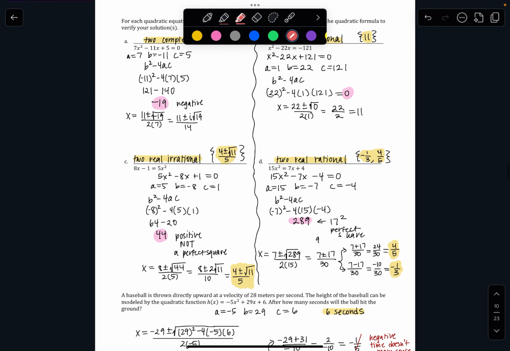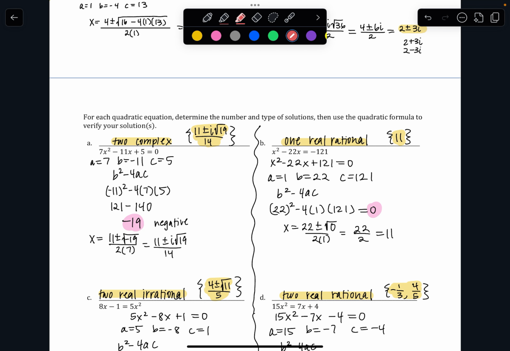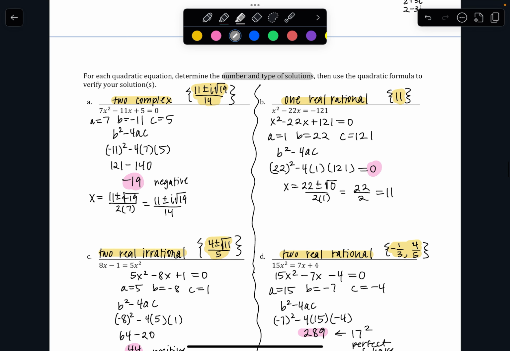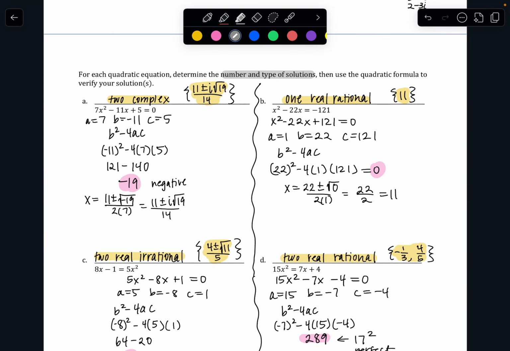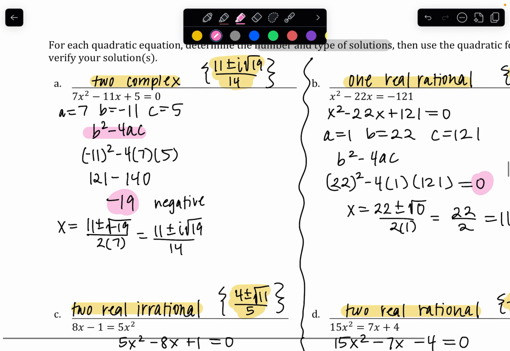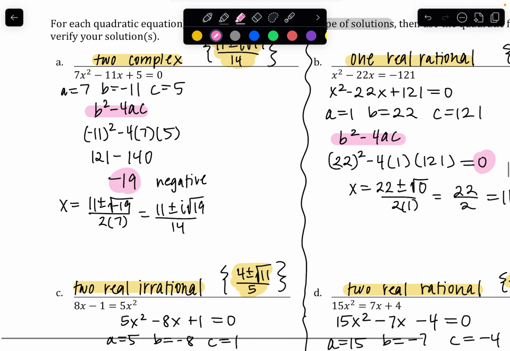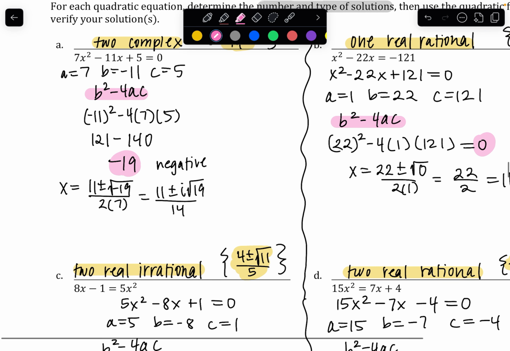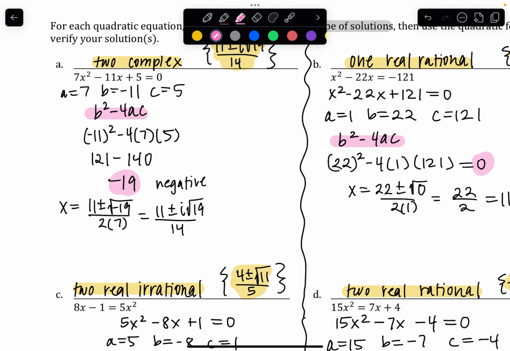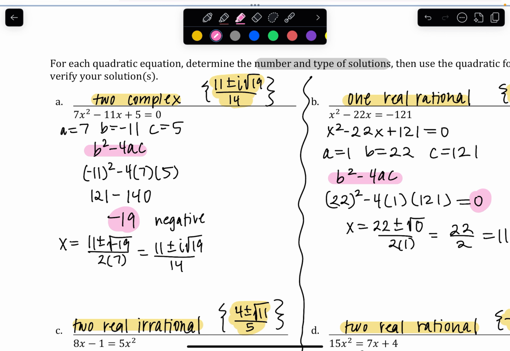Okay, and so on the last page, what it has you doing is just determining the number and type of solutions, the number and type. Okay, and then we can use the quadratic formula to verify the solutions. So in the case of part A, all you have to do is calculate the discriminant to determine if it's going to be real or complex. And so once you identify a, b, and c, just calculate what b squared minus 4ac is. And in example 1, we get a negative 19. Because it's negative, we know there's going to be two complex.